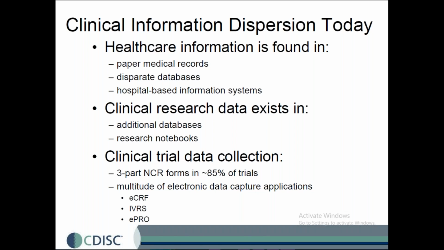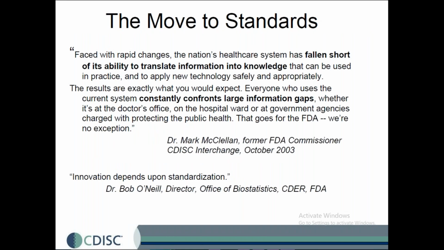If it is research data, it will be present in databases and research notebooks. If it is a clinical trial collection, we collect it in eCRF, IVRS, and ePRO. And if it is hospital-based, it is in paper medical records, disparate databases, and hospital-based information systems. You can find all clinical trial data in these three places. Read the definition.